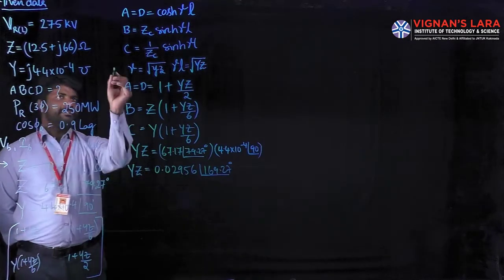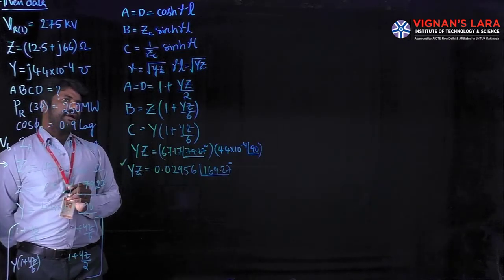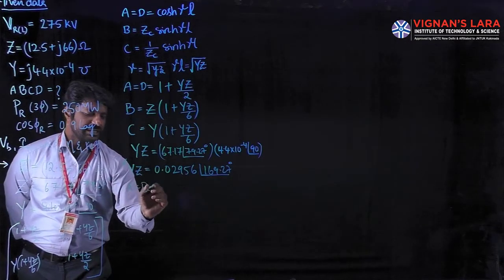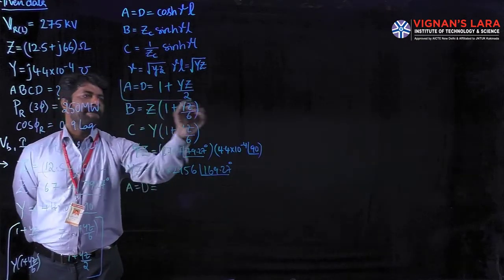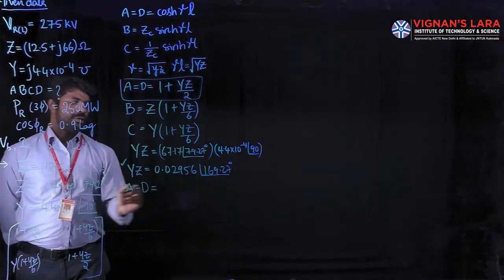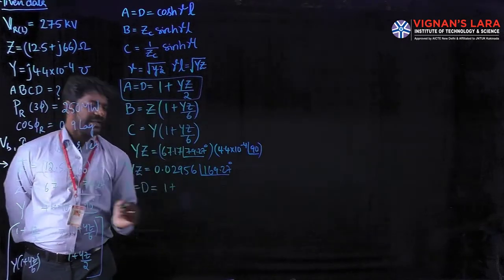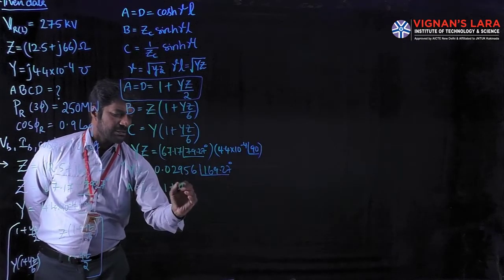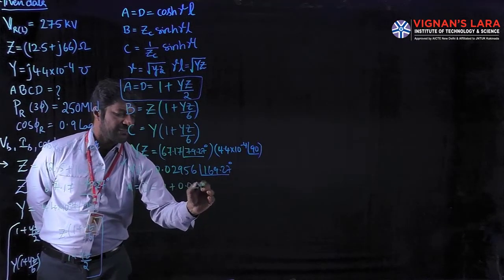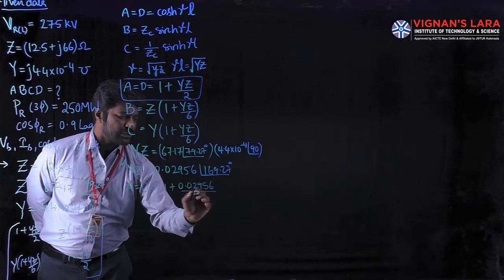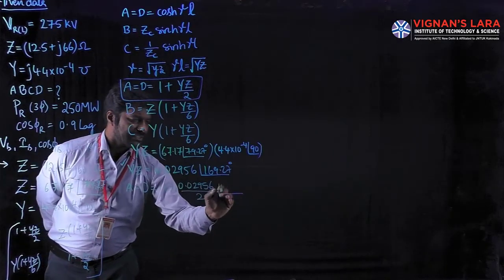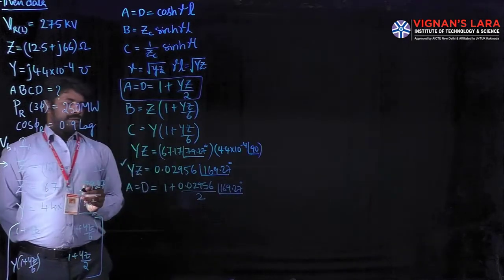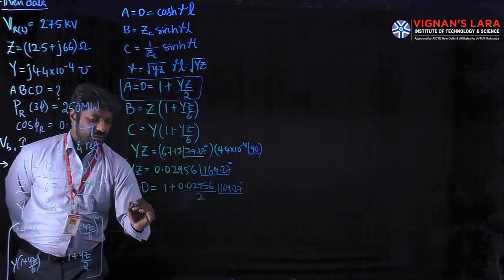Okay, so let me try to solve for the A constant and D constant. A is equal to D, which is equal to, as per this formula, 1 plus YZ by 2. I'll write that as 1 plus YZ by 2. The YZ value is 0.02956, which is divided by 2, and as it is, the angle is left over, 169.27. Then the magnitude of A is equal to D.